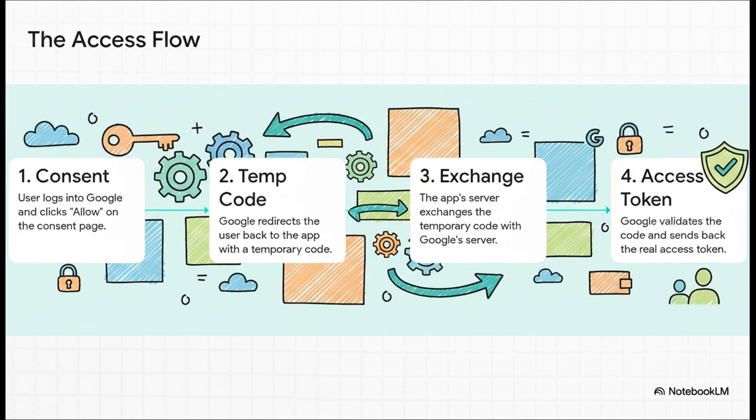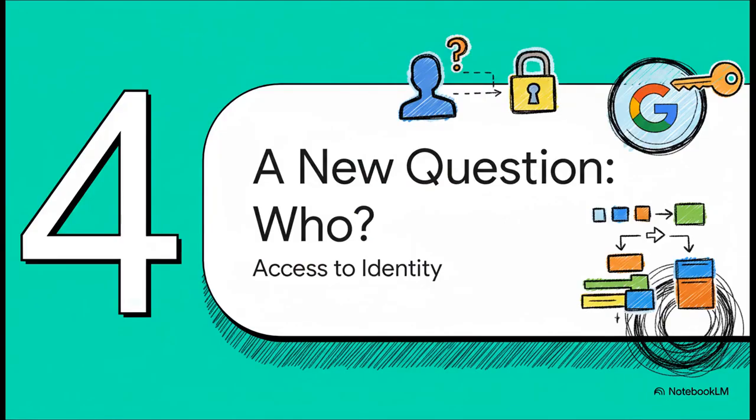And in return, it gets the real prize, the access token. That is the valet key. And now the app can finally go fetch your contacts. But wait a minute, let's just pause and think about what just happened.